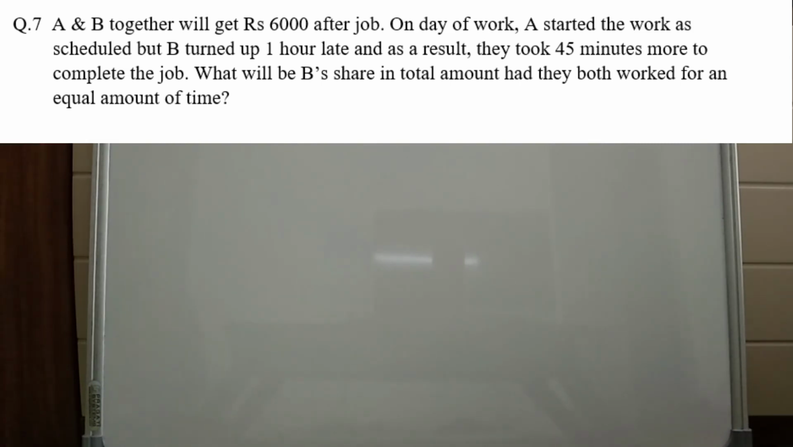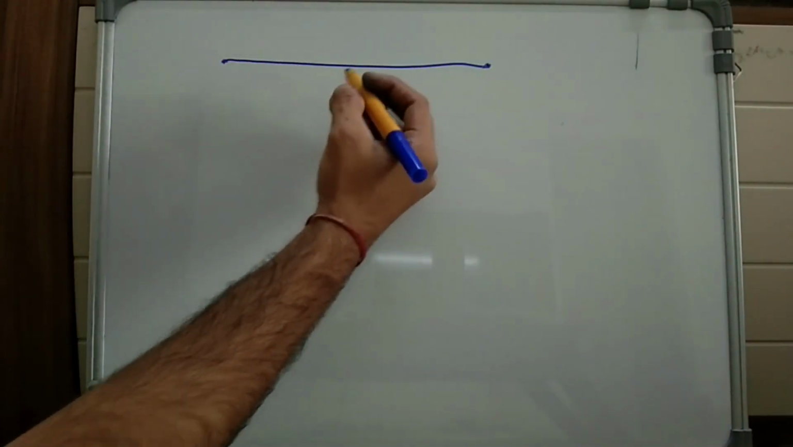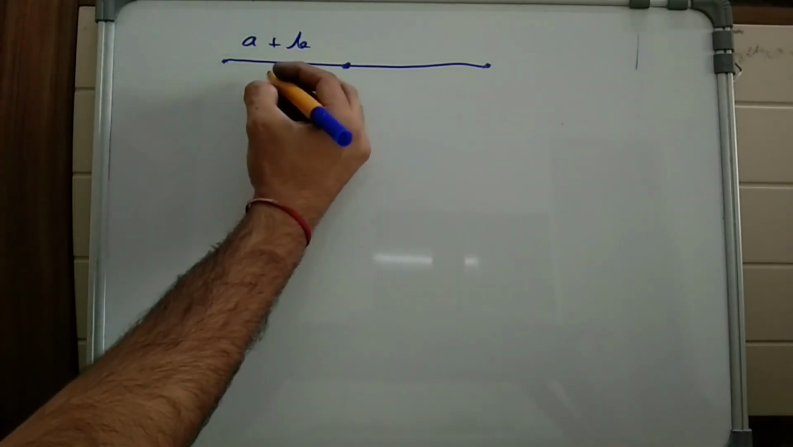So let's see how to do this question. Let me just draw the timeline to do this question. It will be a better way to do this question. Let's say here A plus B for 1 hour.